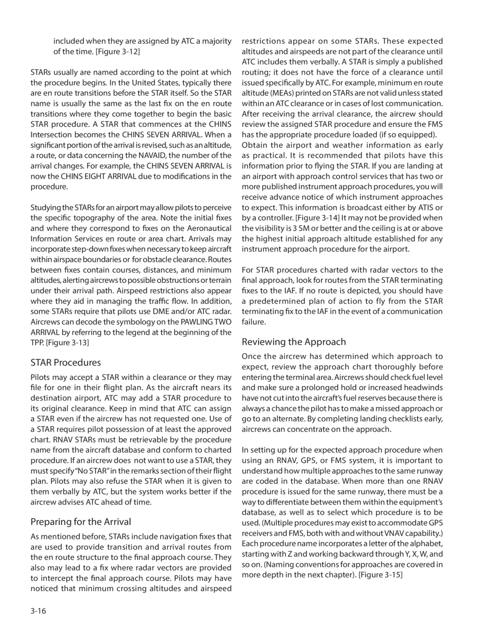Pilots may have noticed that minimum crossing altitudes and airspeed restrictions appear on some STARs. These expected altitudes and airspeeds are not part of the clearance until ATC includes them verbally. A STAR is simply a published routing; it does not have the force of a clearance until issued specifically by ATC. For example, minimum en-route altitudes, MEAs, printed on STARs are not valid unless stated within an ATC clearance or in cases of lost communication.